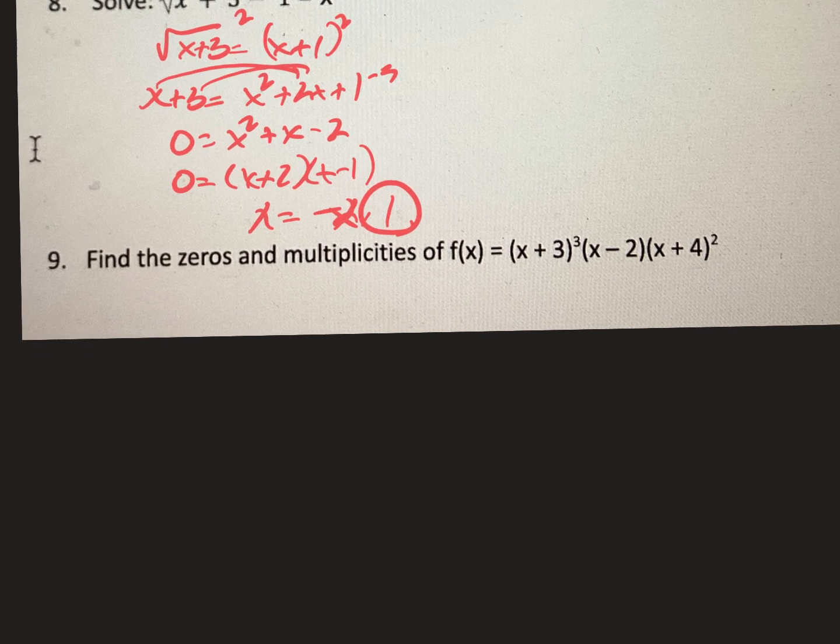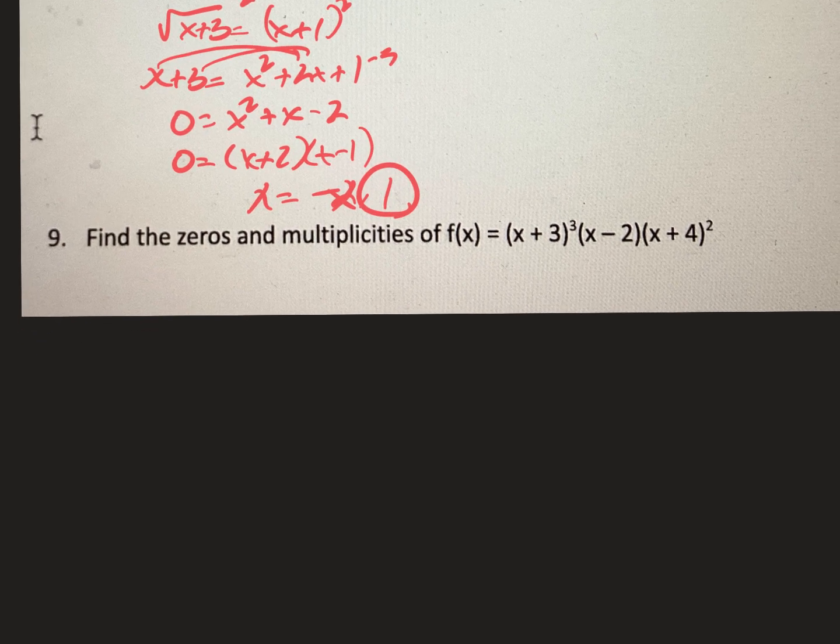Number 9, this is backwards of what's on the front page, so this one shouldn't be too bad. Find the zeros and their multiplicities. Remember, their multiplicity is just their exponent on the factor. So negative 3 is a 0. It has multiplicity 3. 2 is a 0. Multiplicity 1. You don't have to write multiplicity 1 if you don't want to. And negative 4 has a square, so it's multiplicity 2.